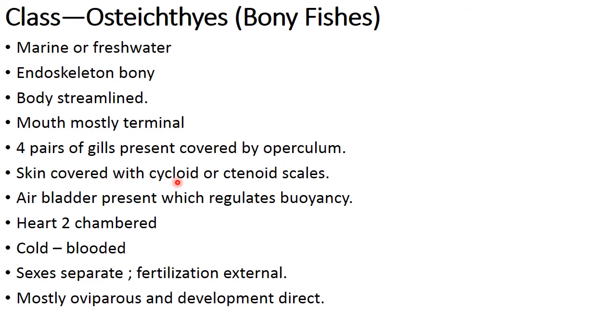Ab isme skin jo hai cycloid or ctenoid scales hai. Chondrichthyes or cartilaginous fish mein placoid scales hai. Yahan pe cycloid pura gol aur thode se margins mein wavy margins. These are the ctenoid scales. Isme air bladder present hai which regulates the buoyancy. That means they can regulate the gases within the air bladder and can remain without swimming at a particular depth. Heart do chambers hai, ek auricle, ek ventricle. Cold blooded hai, that is poikilothermos. Sexes separate hai, here fertilization is external. In chondrichthyes it was internal. Yahan pe mostly oviparous hai, wahan pe viviparous bhi the, and development is direct.